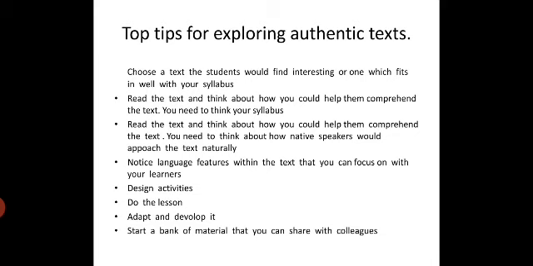Top tips for exploiting authentic materials, authentic text especially. We should read the text and think about how you could help them to comprehend the text. Then you need to think about the syllabus, especially when we are reading the text. You need to think about how native speakers would approach the text naturally. We should notice language features within the text that you can focus on with your learners.